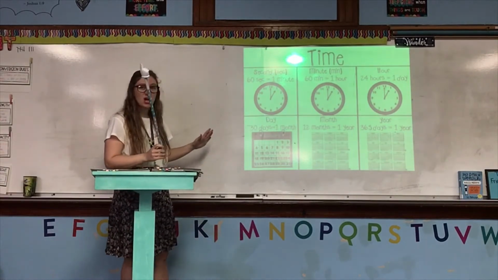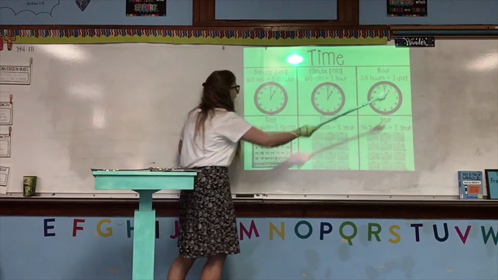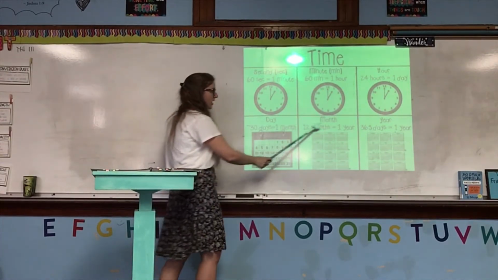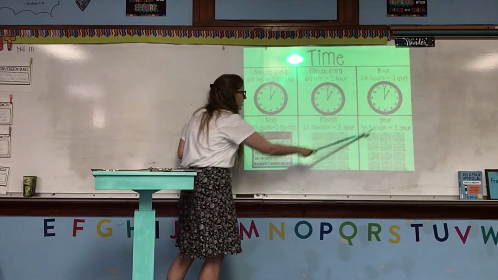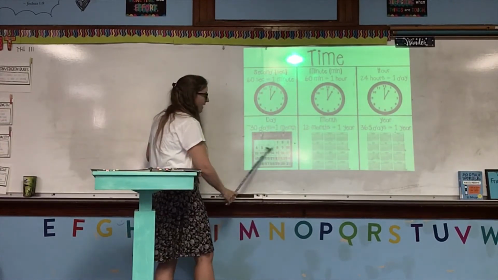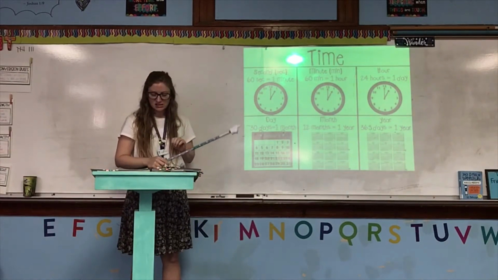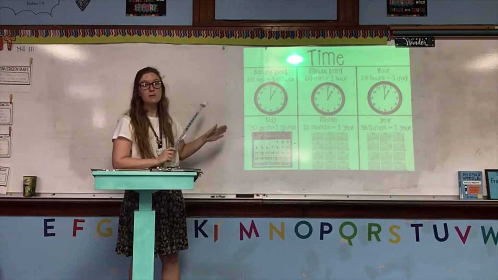So this chart goes from smallest and then gets bigger and then starts over again on the second row. So it's not like a big circle. It's just one row from smallest to largest, and then the next row from smallest to largest. So let's look at these really quickly, and we will go in order.